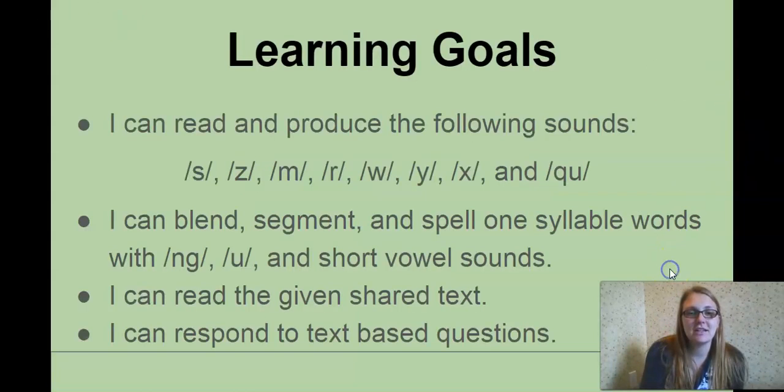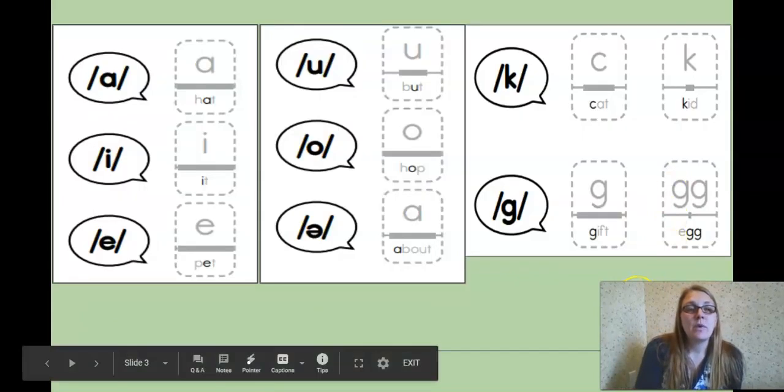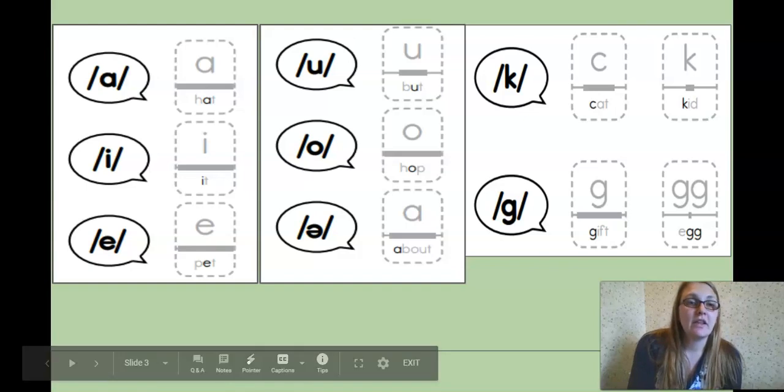Let's get started. Today you're going to be able to read and produce the following sounds: s, z, m, w, y, x, and qu. Then you'll be able to blend, segment, and spell one-syllable words with the n and sound, as well as the short vowel sounds we've learned in previous lessons. We're going to once again work on another shared text, and when we're done reading, we will answer questions about that text. Some quick review of all of the letter sounds and spellings we have learned.